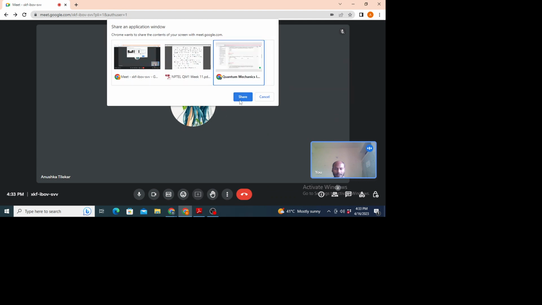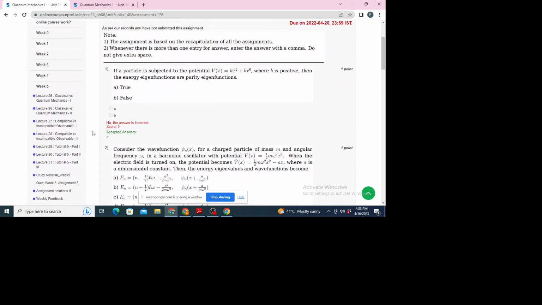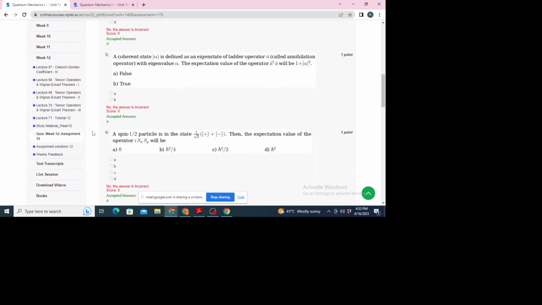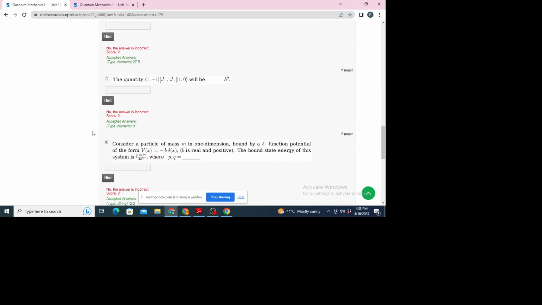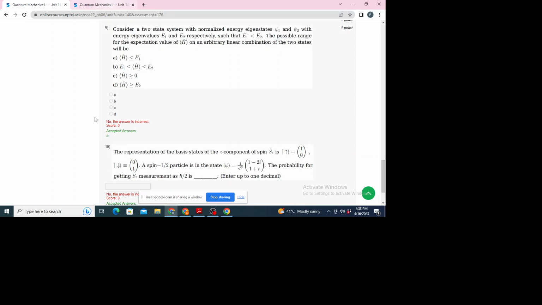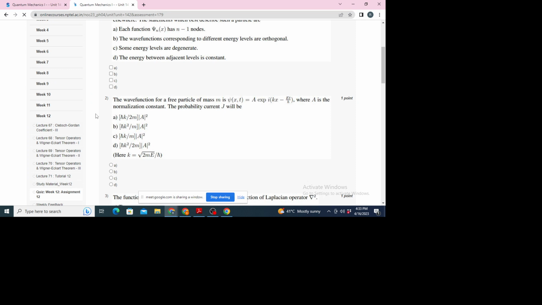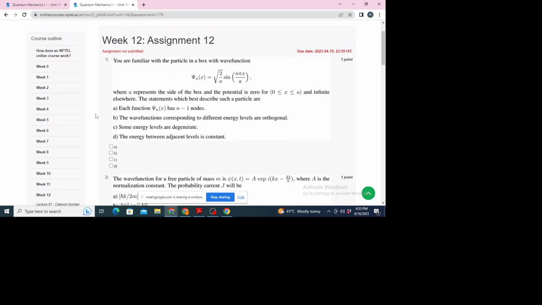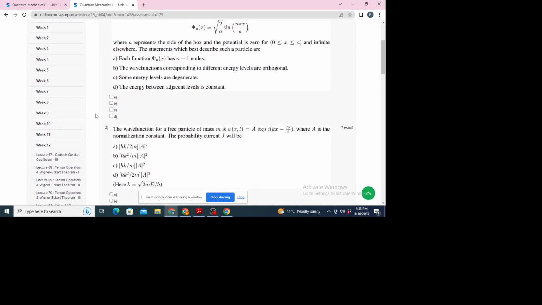So let us look at this. I hope the screen is visible. These are some assignment problems. This is this week's assignment. All of them are recapitulations, and some of them were discussed in previous sessions also.